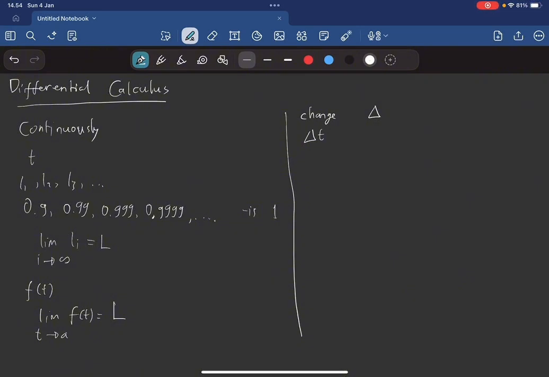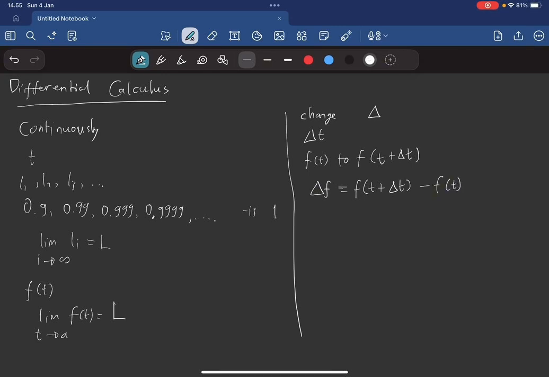Let the change in t be called delta t. This is not delta times t. This is a change in t. Over the interval delta t, f changes from f(t) to f(t plus delta t). The change in f, denoted by delta f, is then given by delta f equals f(t plus delta t) minus f(t).